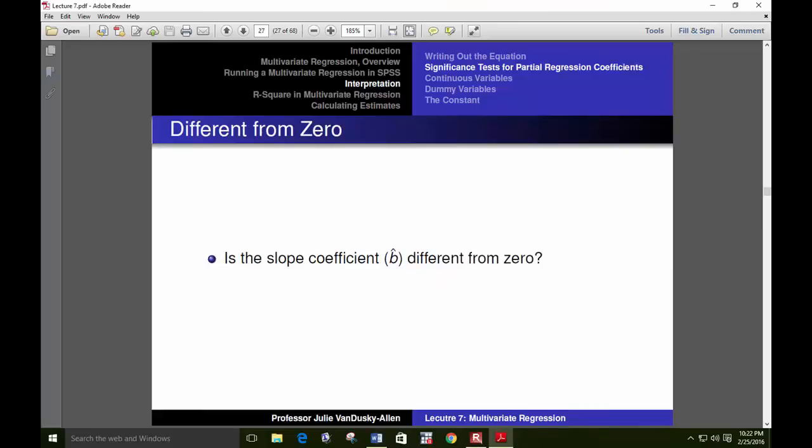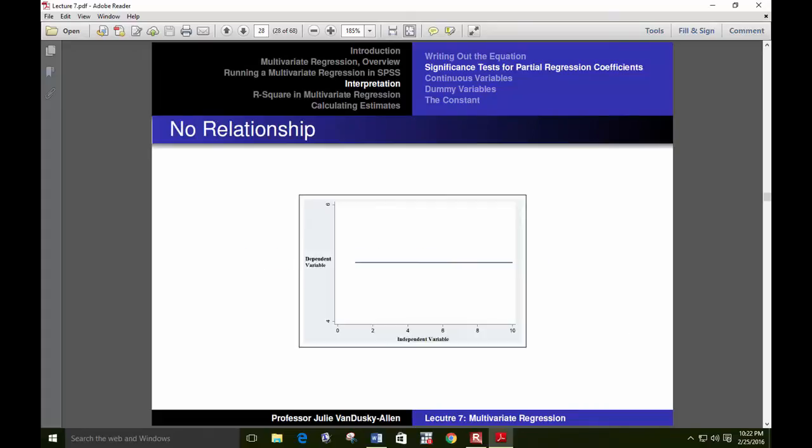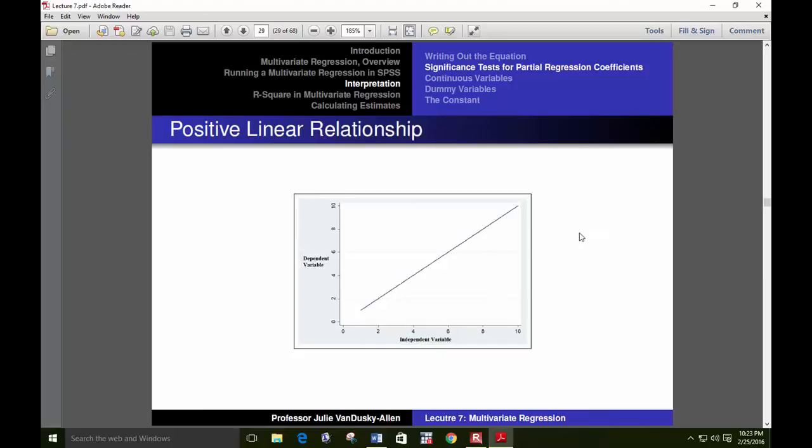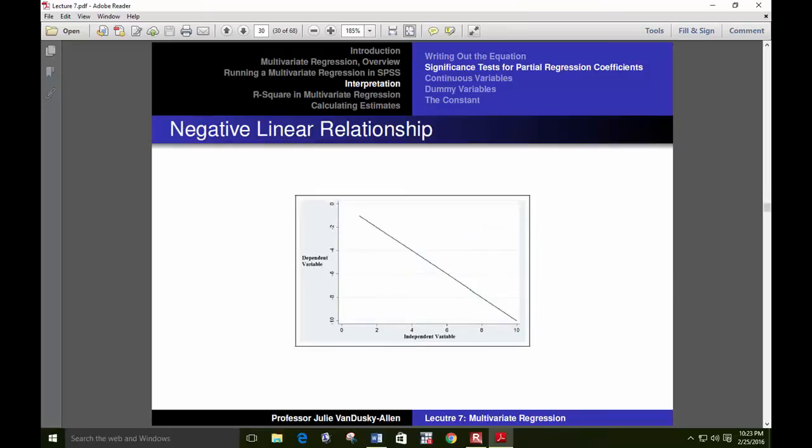Recall that when we interpret B hat, we want to know if it is different from 0. If B hat is not different from 0, there is no relationship between our independent and dependent variable. As the independent variable changes, the dependent variable stays the same. If B hat is positively different from 0, as the independent variable increases, the dependent variable increases. And if B hat is negatively different from 0, as the independent variable increases, the dependent variable decreases.